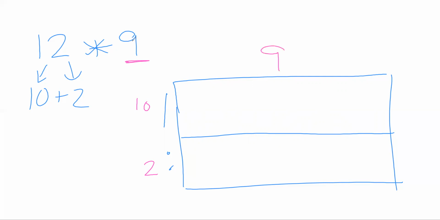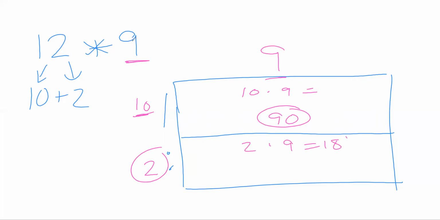So this top rectangle is 10 times 9, which equals 90. And then we have a row of 2 times 9, which is 18. So if I take 90 plus 18, I get 108.